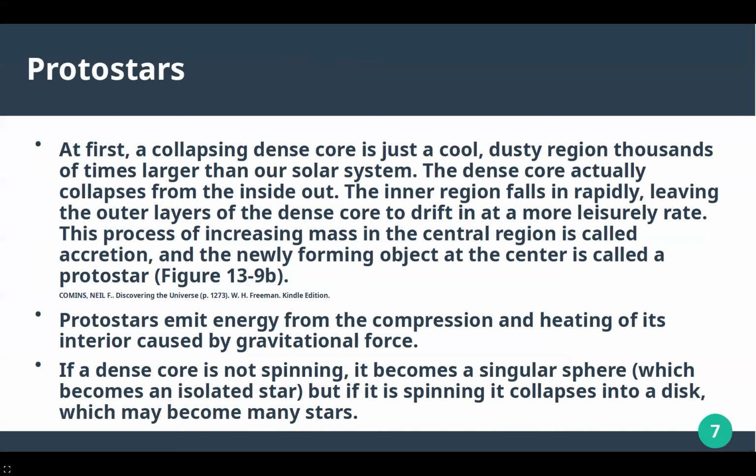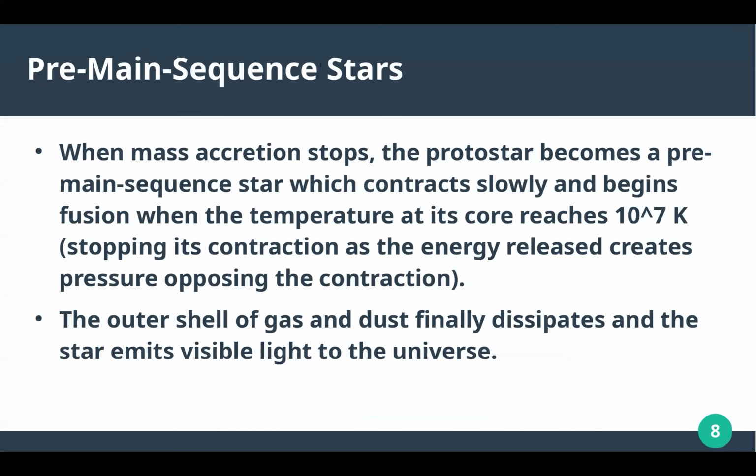Protostars emit energy from the compression and heating of their interiors caused by the gravitational force. If a dense core is not spinning, it becomes a single sphere, which becomes an isolated star. But if it is spinning, it collapses into a disk, which may become many stars. When mass accretion stops, the protostar becomes a pre-main sequence star, which contracts slowly and begins fusion when the temperature at its core reaches 10 to the 7th Kelvin, stopping its contraction as the energy released creates pressure opposing the contraction. The outer shell of gas and dust finally dissipates and the star emits visible light to the universe.